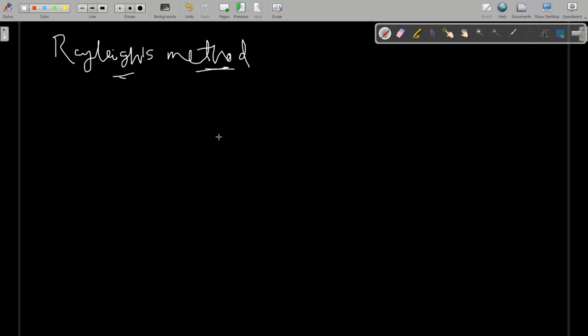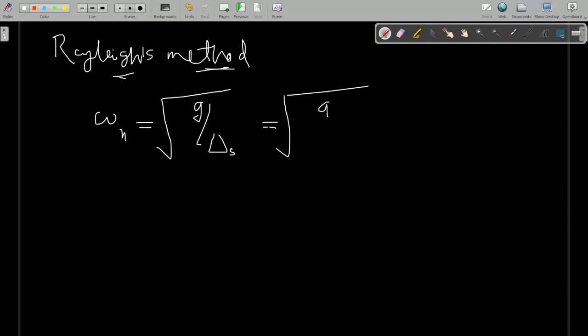So in Rayleigh's method, we can find the natural frequency. We have one formula: natural frequency is equal to root of g by static deflection. So here g value we are generally taking 9.81, but the unit is meter per second square. So here in exam, if you take the deflection in mm, you might be in trouble, because your natural frequency value will come out lower, and your final answer is not the same as the correct answer.